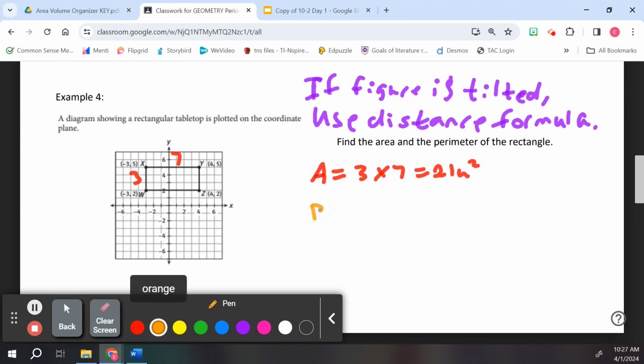For the perimeter, we're going to add all these sides together. And it doesn't matter the shape, it's just add all sides. So 3 plus 3 plus 7 plus 7 leaves you with a total of 20 units. Perimeter is not units squared because you're adding it. You only square the units if you multiply.